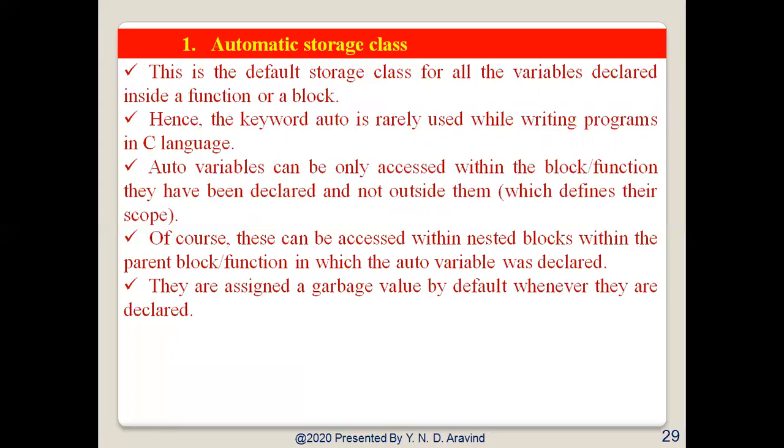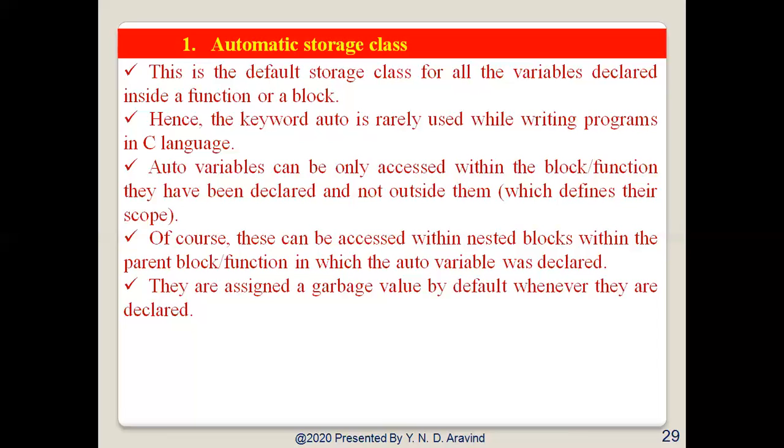Auto variables can only be accessed within the block or function they have been declared in and not outside it. Whichever block we define them in, only in that block can we use them. Of course, these can be accessed within nested blocks within the same parent block or function in which the auto variables were declared. They are assigned a garbage value by default whenever they are declared, so the garbage value will be the initial value.